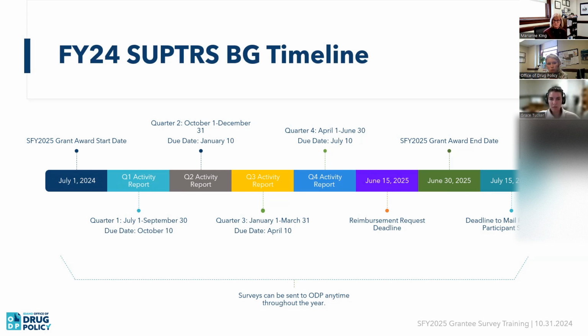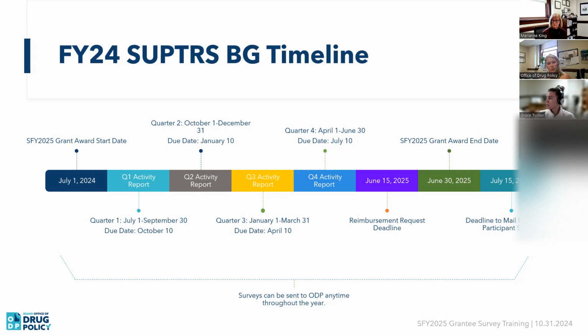So surveys and those quarterly activity reports are separate. Your Q1 activity report was due at the beginning of this month. We're currently in Q2 of the SFY award period. The Q2 activity report will be January 10th. And then Q3, that due date is April 10th. And then the final quarterly activity report will be due July 10th for that quarter that goes April to June. And the reimbursement request deadline for our grants is June 15th of 2025.